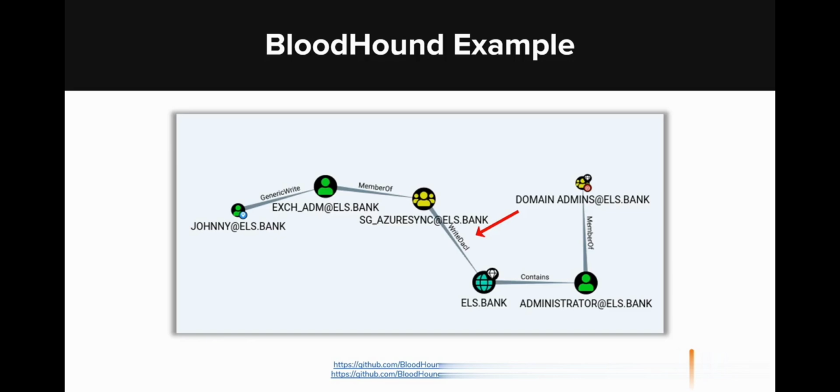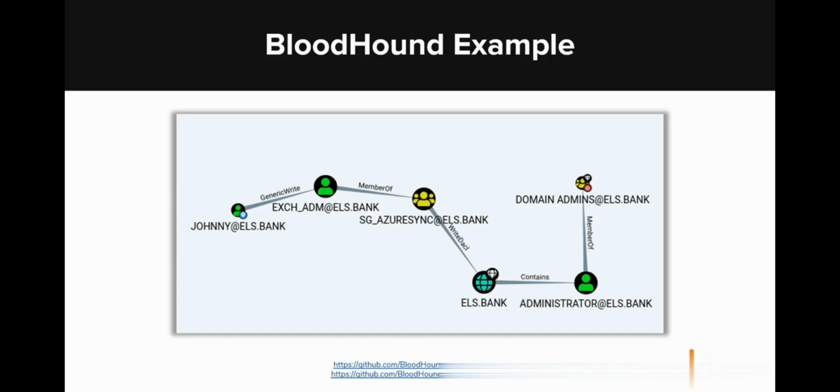And these rights will give the ability to this group to add replication changes permissions to any user that this group desires. So if Johnny compromises Exchange ADM through Kerberos roasting, he can provide himself the ability to perform DCSync by modifying the domain object els.bank.